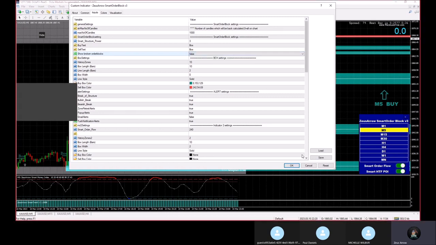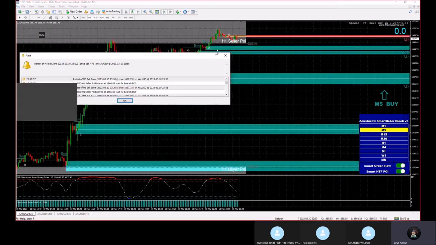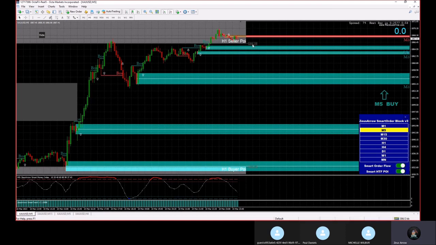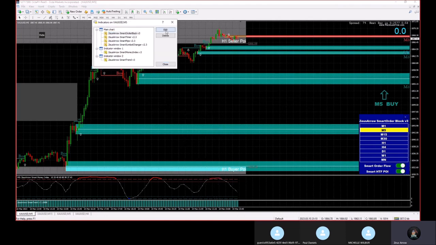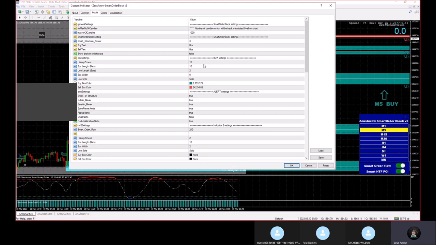So we will only have the active zones on the chart. Now you can see we only have the active zones that have not been broken. This way we'll have better visibility. If you need, you can change the number of history zones from here. The higher the number you choose, the more order block areas will be visible.